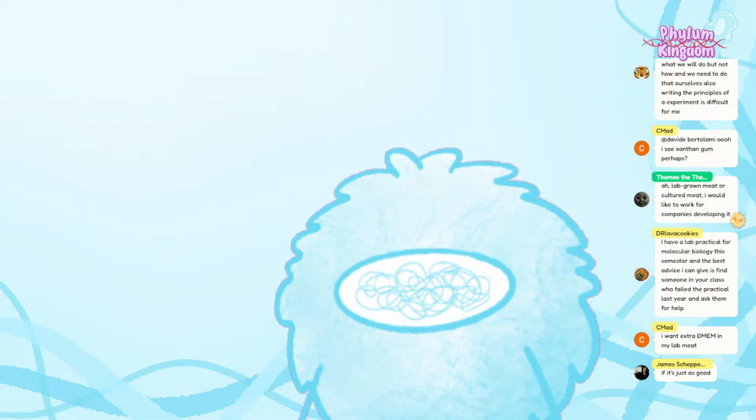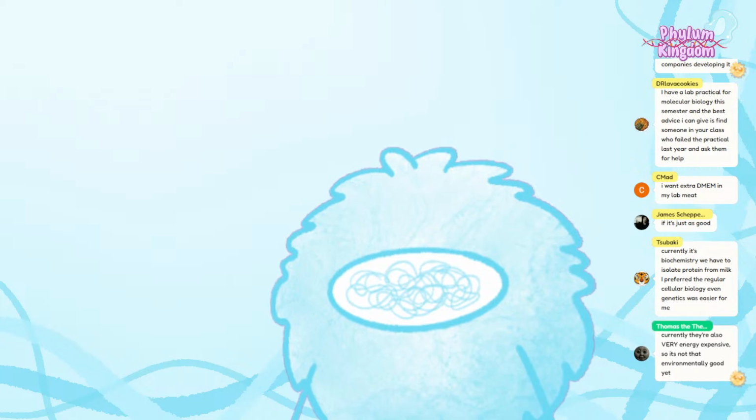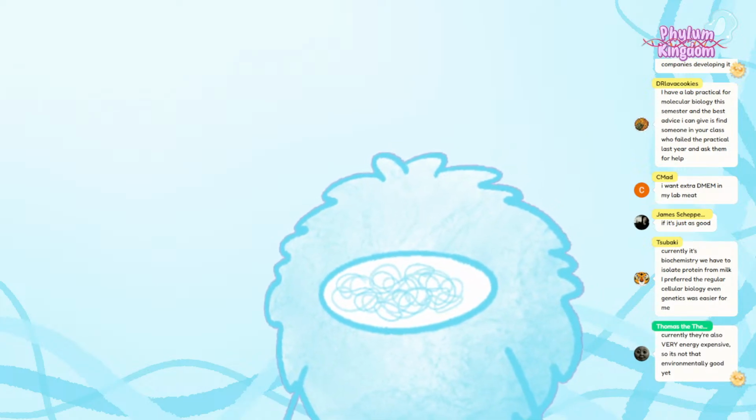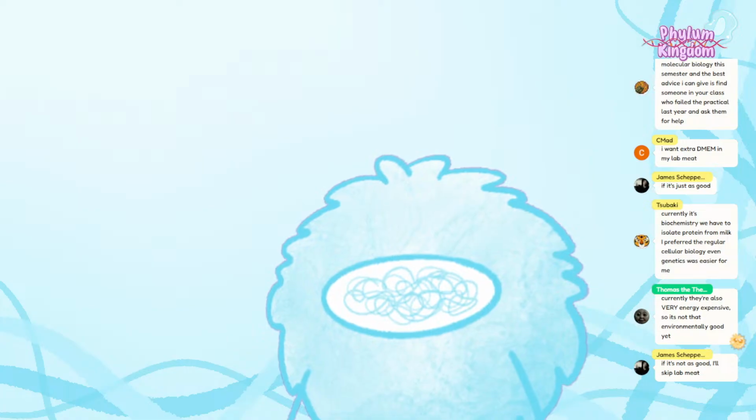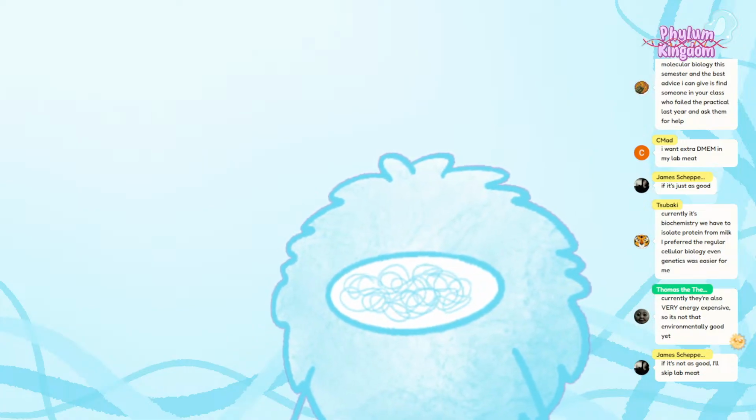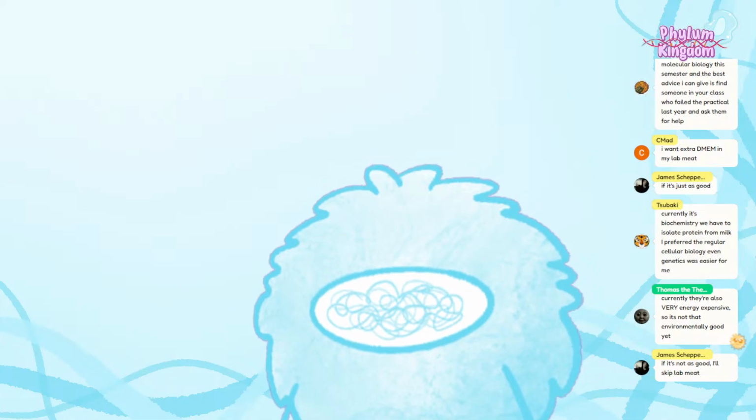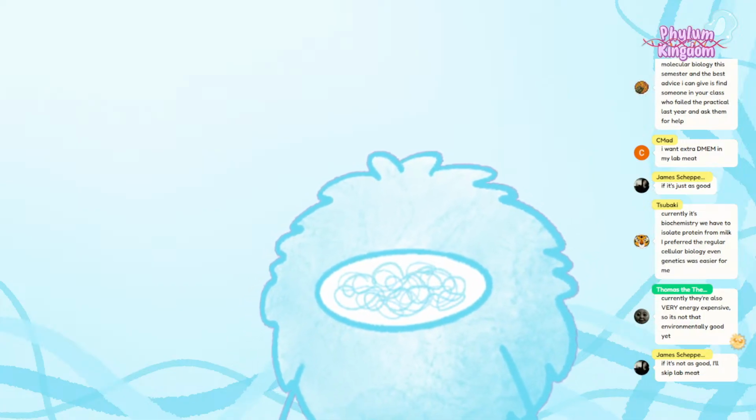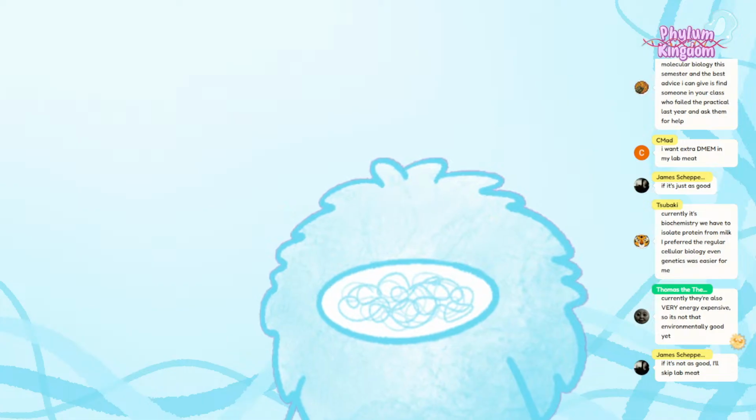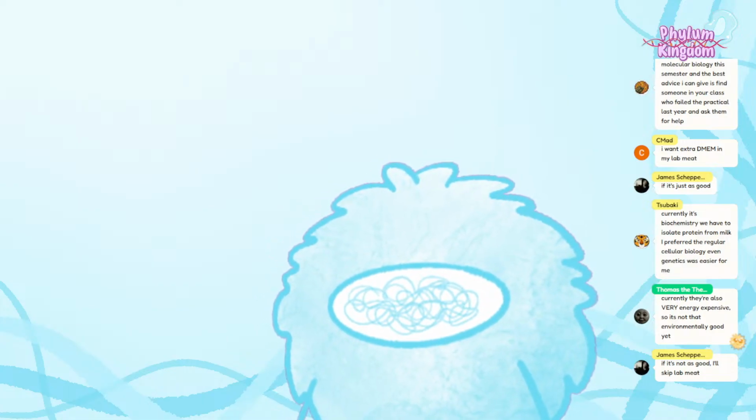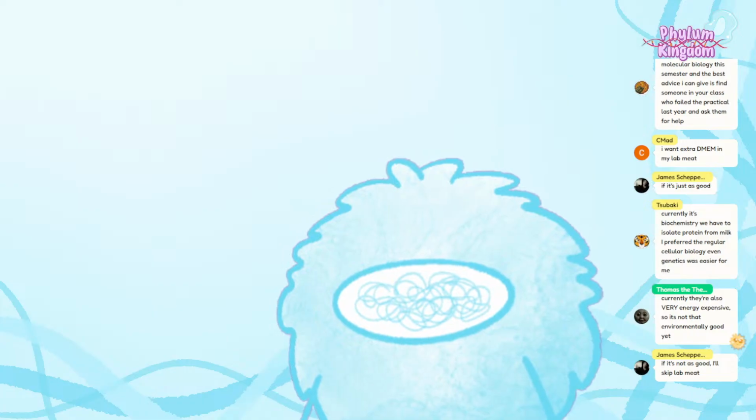I have a lab practical for molecular biology this semester. What is with these lab practicals? What? That's so interesting. I have never been a part of a lab class that had a practical. Like, what was even on your practical? What could you do that is not a waste of class time? Because I think that lab practicals are a bit of a waste of time. I don't think that they are effective evaluation tools.